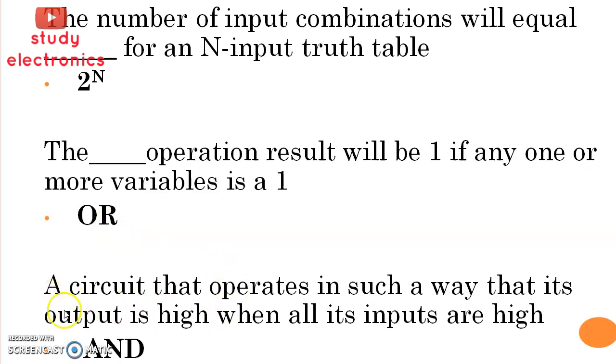Okay. A circuit that operates in such a way that its output is high when all its inputs are high is AND, that is 1 1. When we give input as 1 1, output is 1.